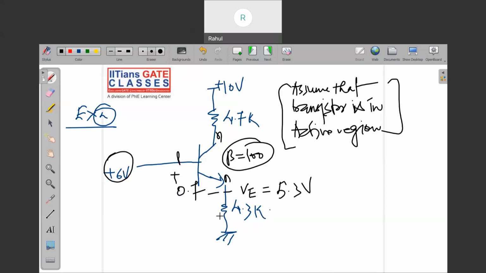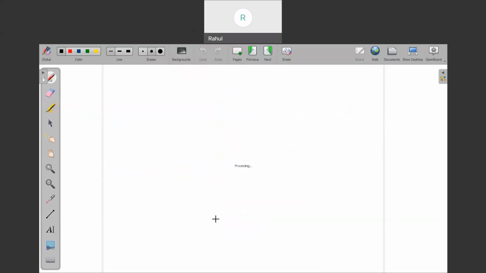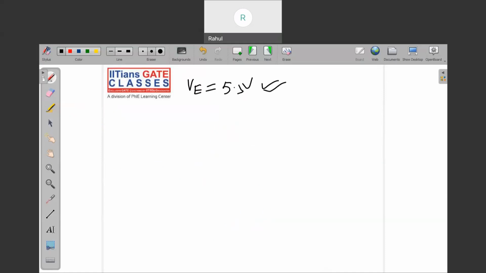Now you can compute current IE. Let me write here separately. You can solve it on the circuit itself, but let me write everything step by step. So 5.3 volt you have got here. This is the first step. The second step is to compute IE. IE will be equal to VE by RE, the resistance at the emitter terminal. This case is also known as emitter degeneration. Remember, whenever a resistance is present in the emitter, that condition is known as emitter degeneration.